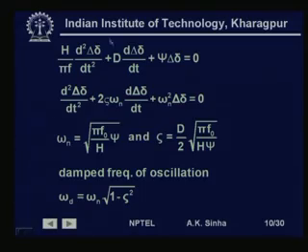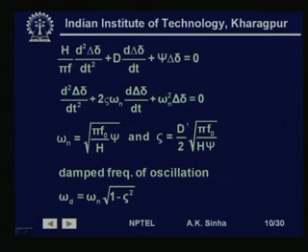Now if we write this expression in this form, then we get omega n equal to the square root of pi f0 by H into psi, and zeta equal to D by 2 times the square root of pi f0 by H psi, where f0 is the synchronous frequency of the system, and D of course is the damping coefficient. Now, the damped frequency of oscillation for this particular system is given by omega d, which is equal to omega n times the square root of 1 minus zeta square.